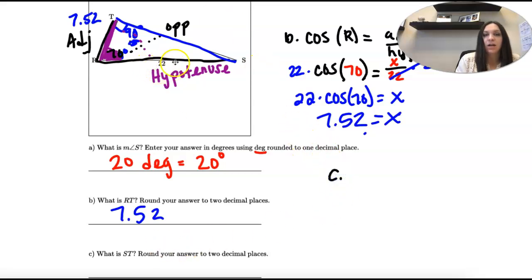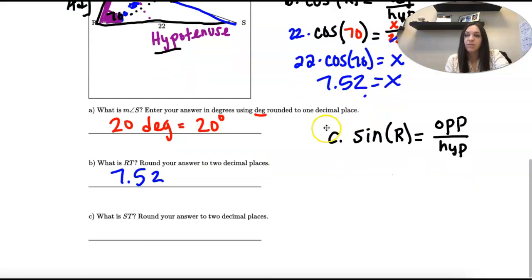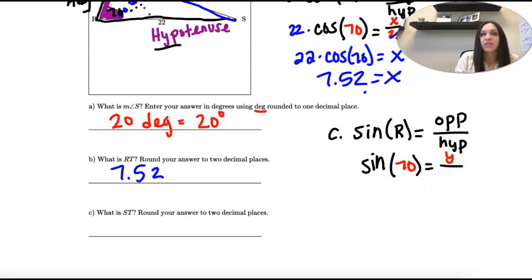So, we know the hypotenuse is 22 and we're trying to find the opposite. So we need the trig function that deals with the hypotenuse and the opposite. It's sine, and I'm going to use this same angle, R, because we know the value. So sine of R is opposite over hypotenuse, and we're going to do the same thing. We're going to fill in what we know. Well, R is 70 degrees. The opposite side is what we don't know. How about we call it X? Or Y. We already used X. Let's call it Y. Over the hypotenuse, which is 22.